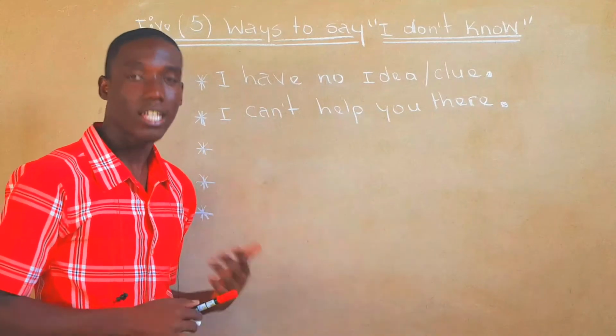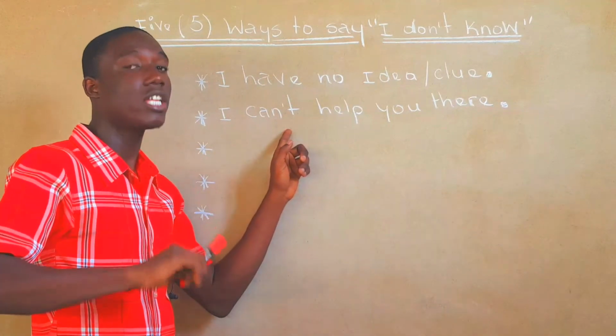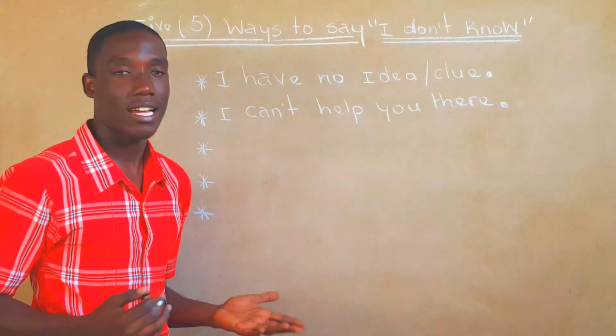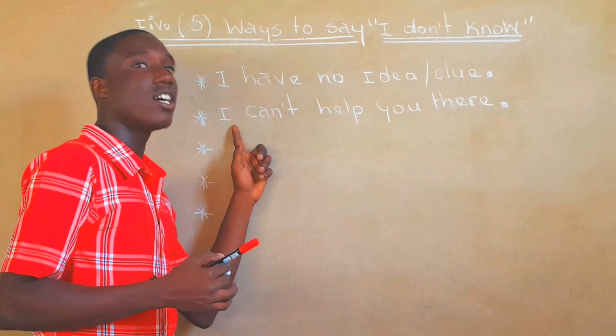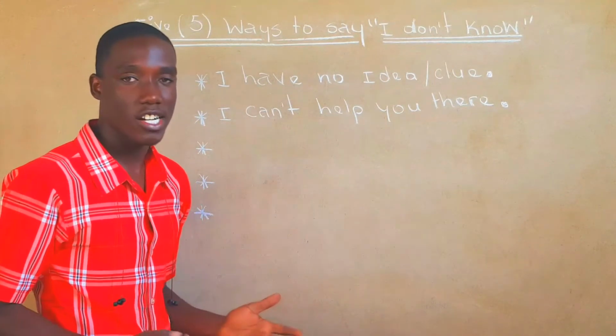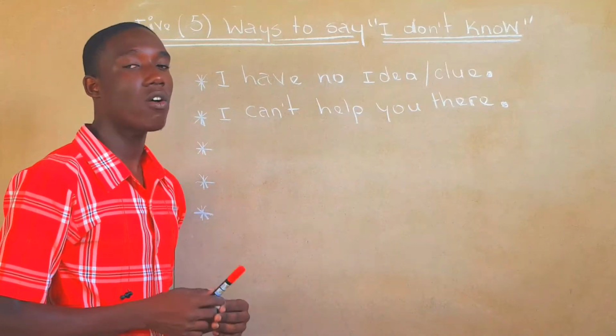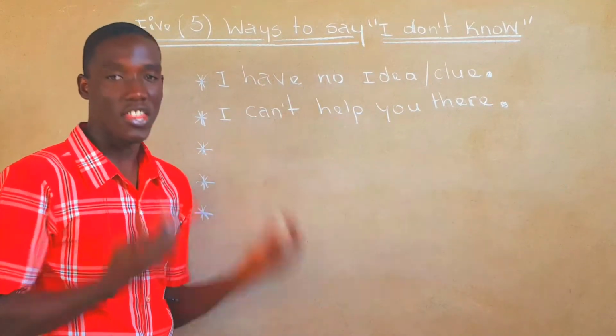I can't help you there. Can't is the contraction of cannot. I can say I cannot help you there. And then here on the board, I have I can't help you there. How much money can I buy a marker? I can't help you there.